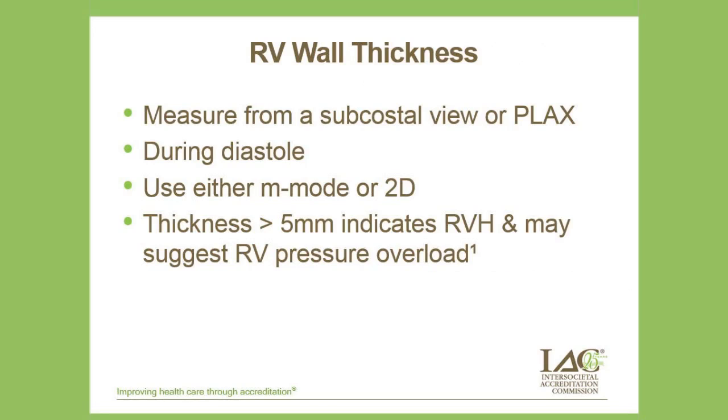Okay, so when we measure the right ventricular wall thickness, this is a measurement that is probably best done from the subcostal view. It can be done from the parasternal long axis view. We would want to measure this during diastole. You can either use 2D or M mode to make this measurement. I would say that it helps a lot if you zoom up on this area. The thickness, if it's greater than 5 millimeters, indicates that there might be right ventricular hypertrophy, and it may suggest right ventricular pressure overload as well.